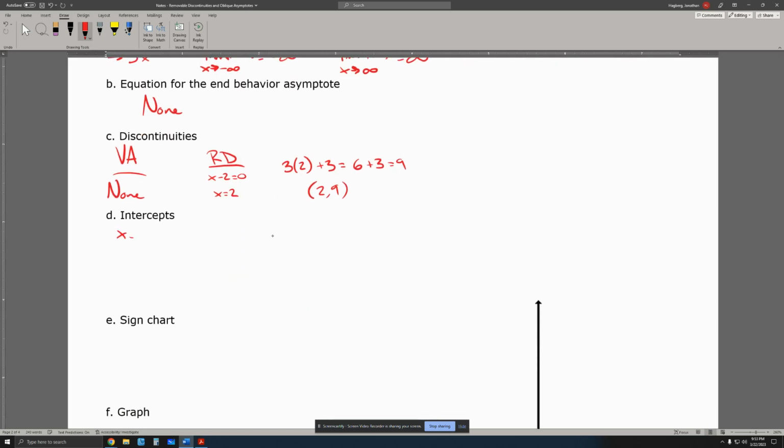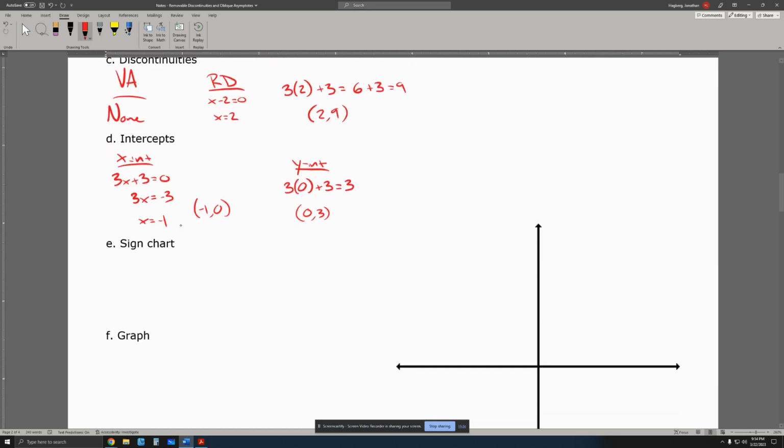Intercepts, we'll start with the x-intercept. The x-intercept is where the numerator is equal to 0. So we have 3x plus 3 equals 0. Subtracting 3 and dividing both sides by 3, we get 3x equals -3, so then x equals -1. So as an ordered pair, (-1, 0) is our x-intercept. And then our y-intercept is when we plug in 0 for x, and I'm going to do that into the reduced equation. So 3 times 0 plus 3 is simply 3. So our y-intercept is (0, 3).